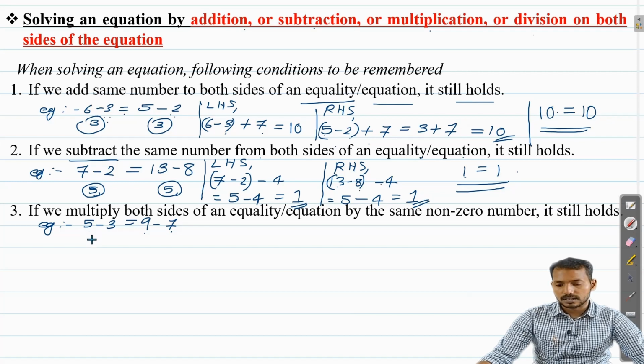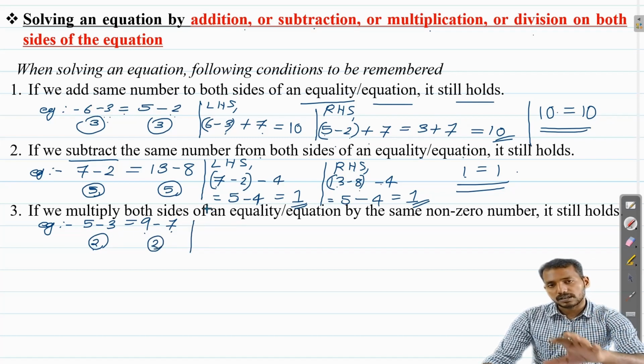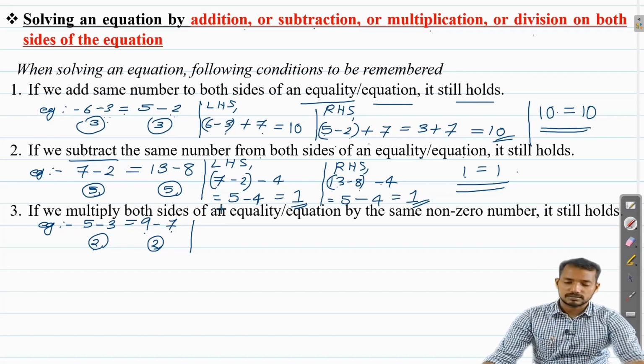Here, the left hand side of this equality is 2 and the right hand side is also 2. Clear? 5 minus 3 is equal to 9 minus 7, which is equal to 2. Now I am going to multiply by the same number on both sides. What is going to happen?